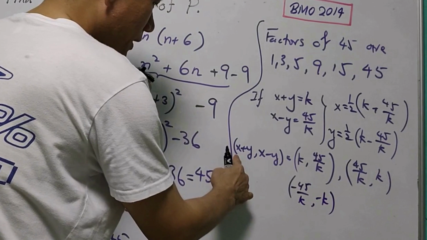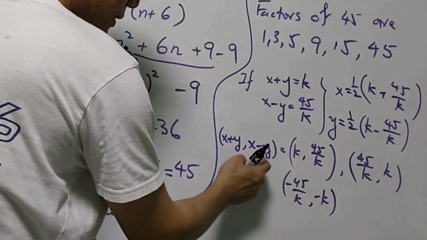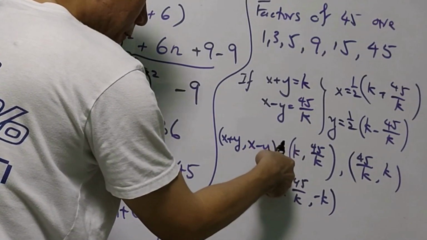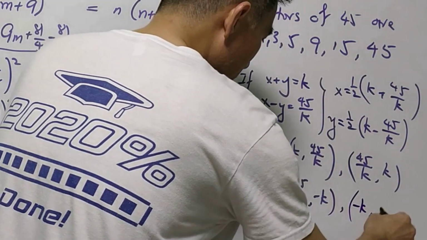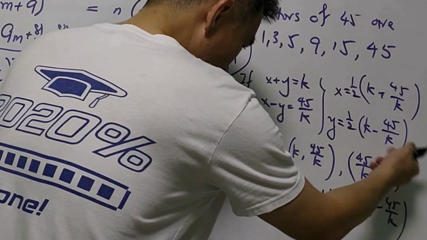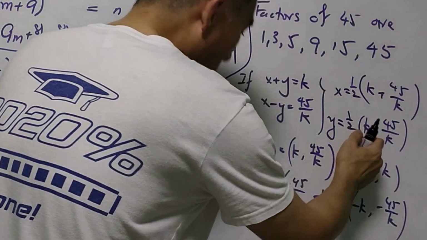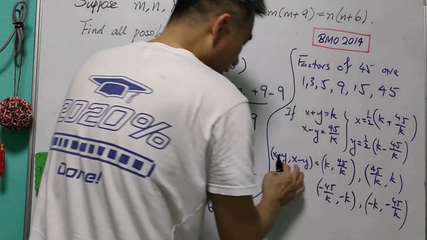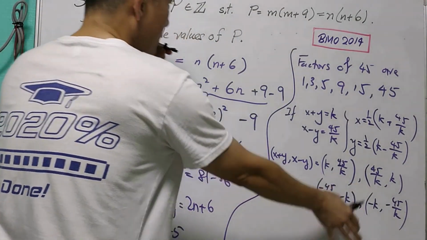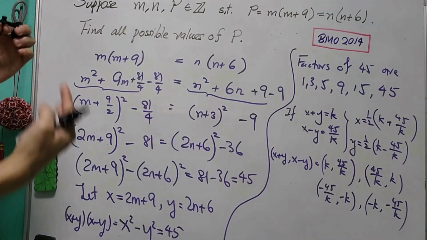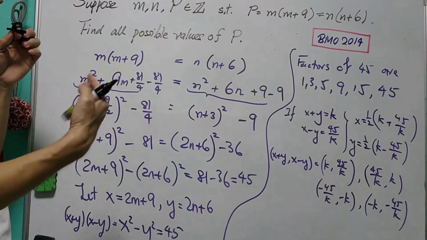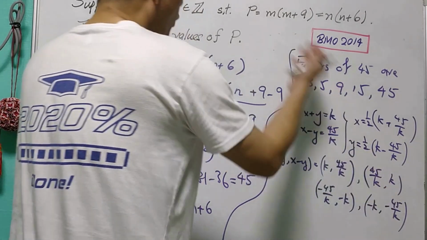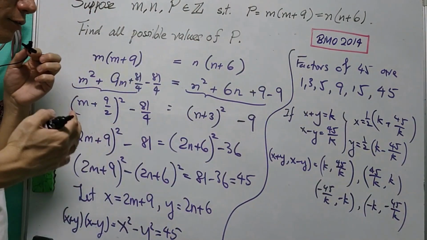Likewise, if x plus y equals negative 45 over k and x minus y equals negative k, these two cases will give me exactly the same value of y. Of course, if this is equal to negative k, negative 45 over k, these two sets will give us exactly the same value of y. So in short, for these four different values of x plus y, x minus y, eventually all will give us the same value of p. It means that we only need to consider positive values of k, whereby k equals 1, 3, or 5. Otherwise, the value of p will be all repeated. This will save us a lot of work.